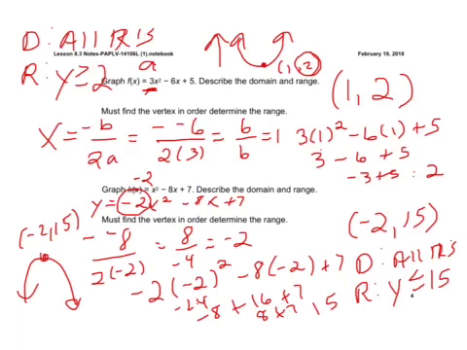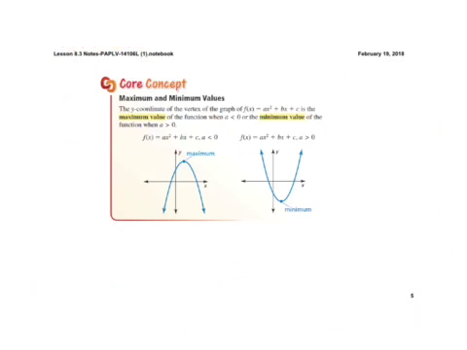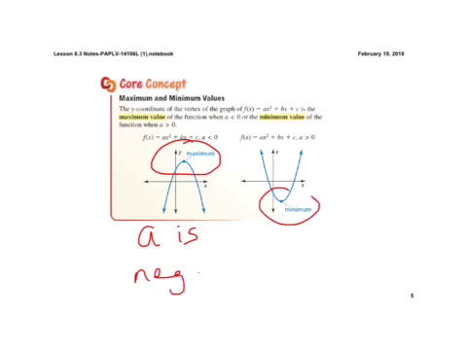So that finishes up the examples for lesson 8.3. The following slide will just review the maximum and minimum values. So again, we've dealt with trying to find the maximum, which occurs when our A is negative, and minimum values occur when A is positive. All right?